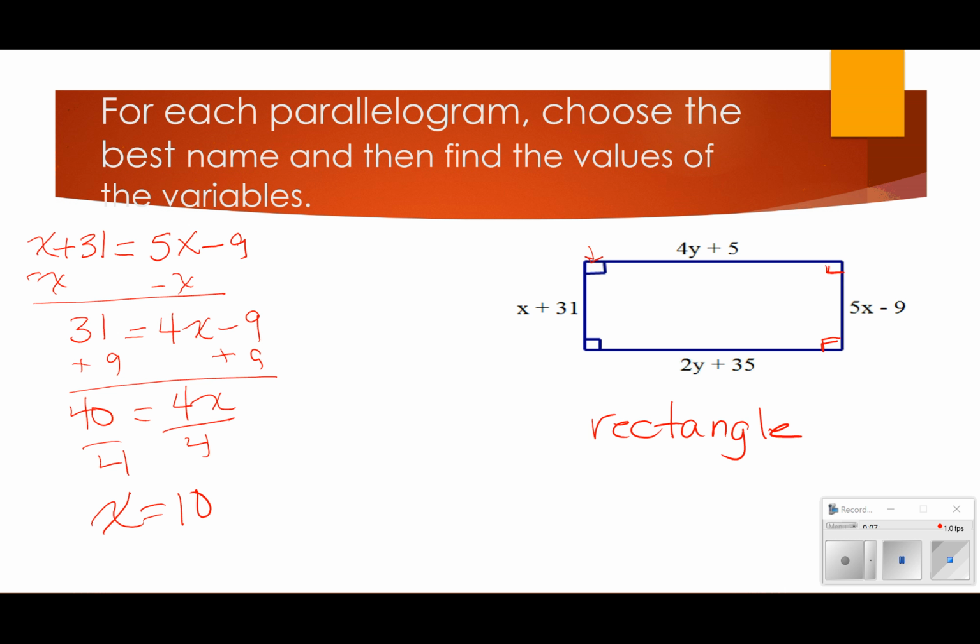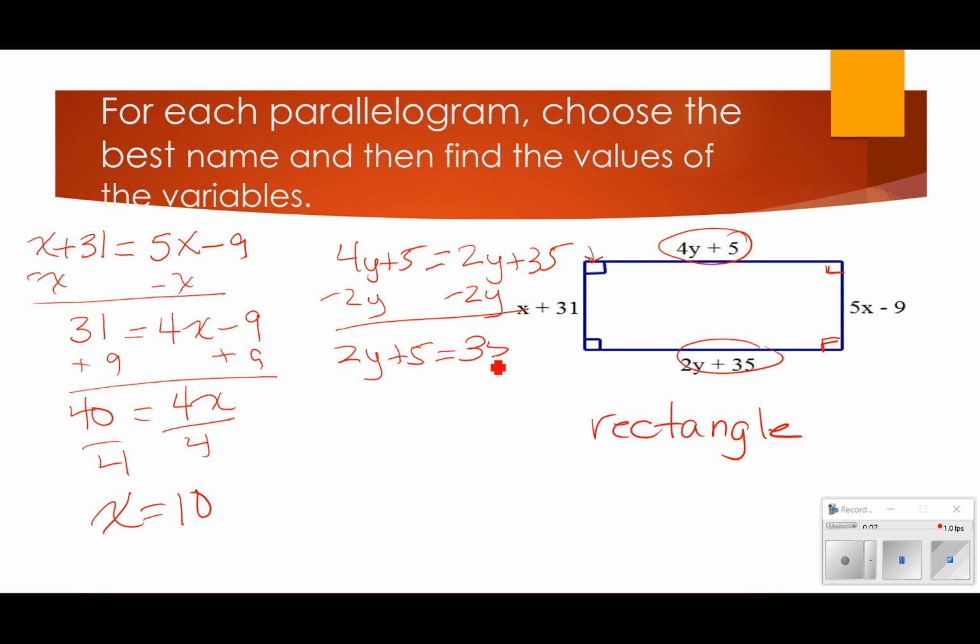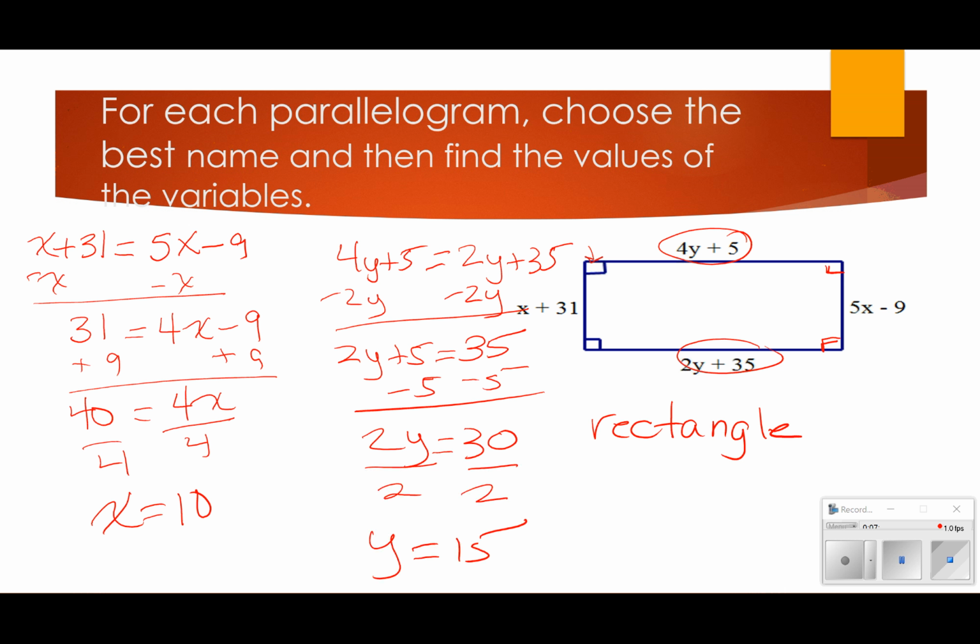Okay. So we think that x is 10, and then the y sides are also congruent. So 4y plus 5 equals 2y plus 35. So if I subtract 2y from both sides, I'm going to get 2y plus 5 equals 35. If I subtract 5 from both sides, I'm going to get 2y equals 30. If I divide by 2, y is going to be 15. All right. So we found x and y.